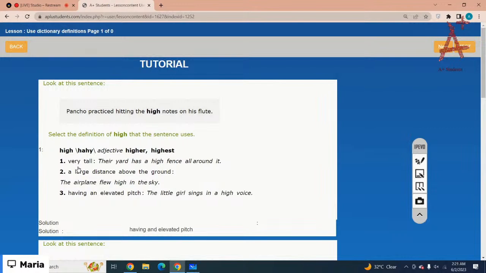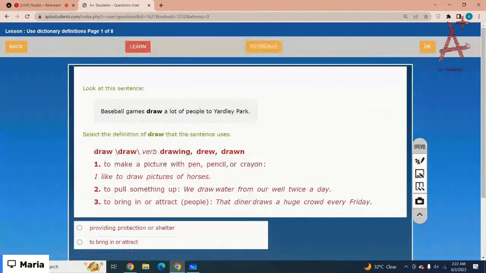Got it? You have three different meanings. They are very tall, a large distance above the ground, and having an elevated pitch. So high notes on a flute, that is an instrument that makes sound. So high notes means having an elevated pitch. The pitch is highest. That would be the third one. So for some words, you have to understand the meaning according to the sentence. Got it? That's why in the dictionary you are given more than one meaning of a word.